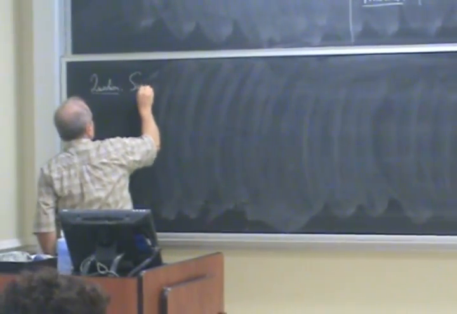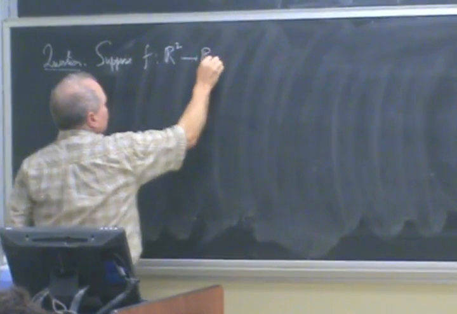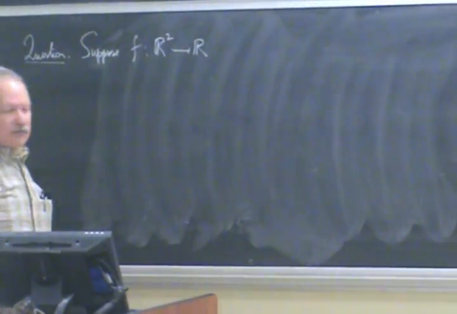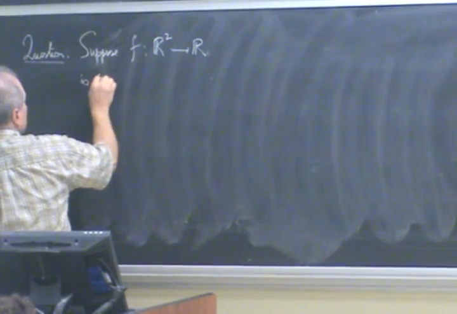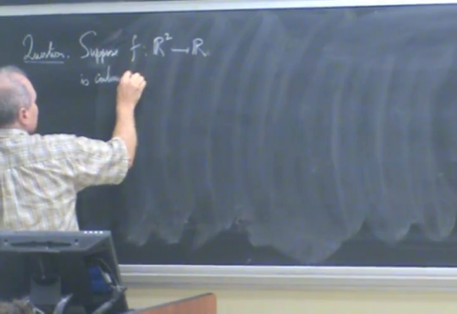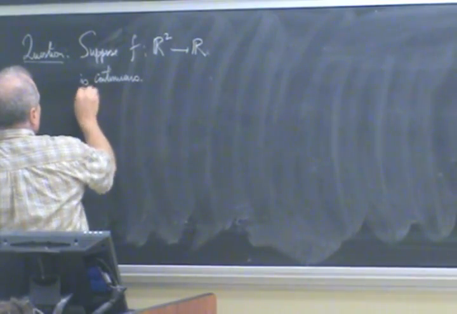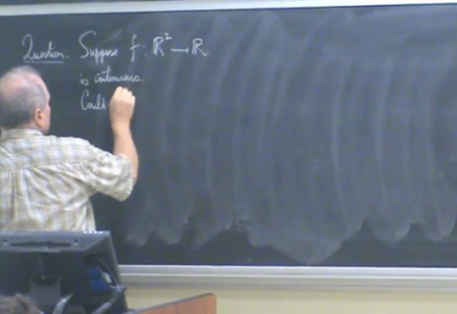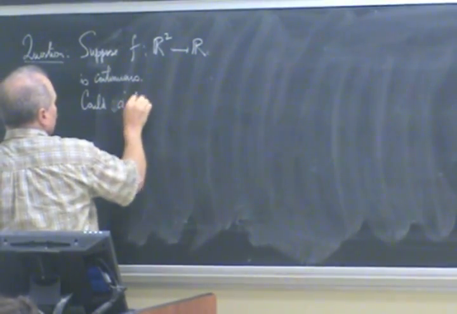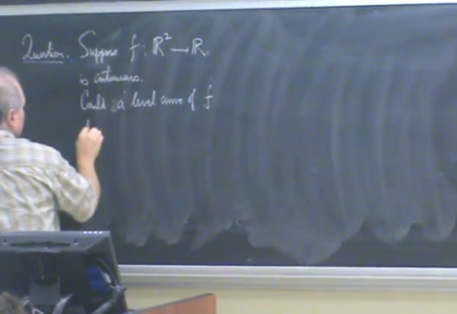Suppose you had f mapping R2 to R. And suppose, let's use a word we've now learned, it's continuous. Could a level curve of f look like this?